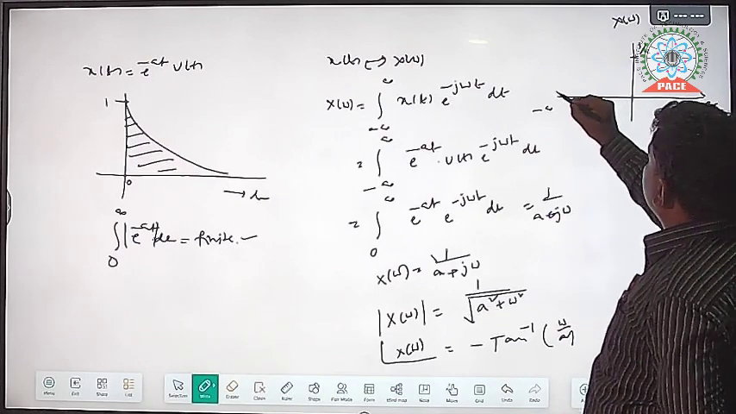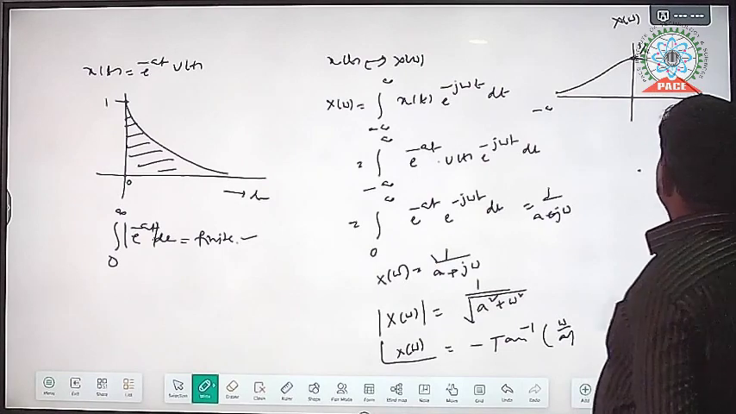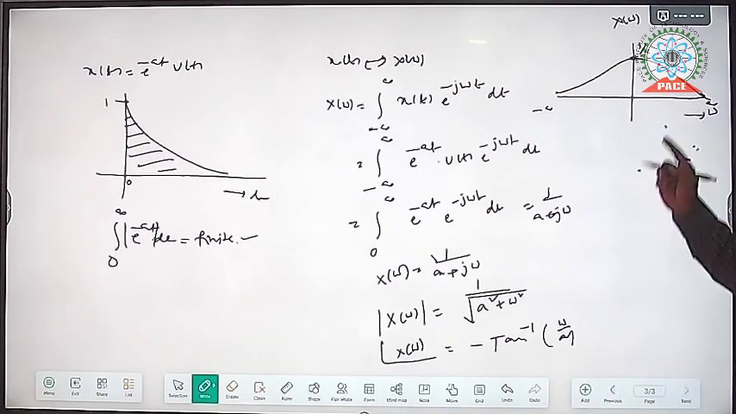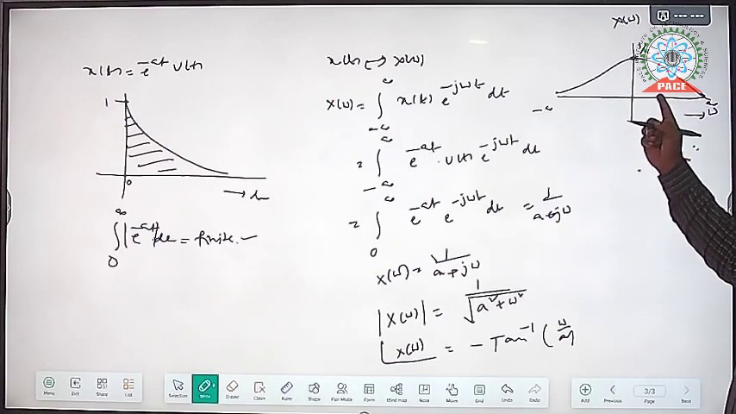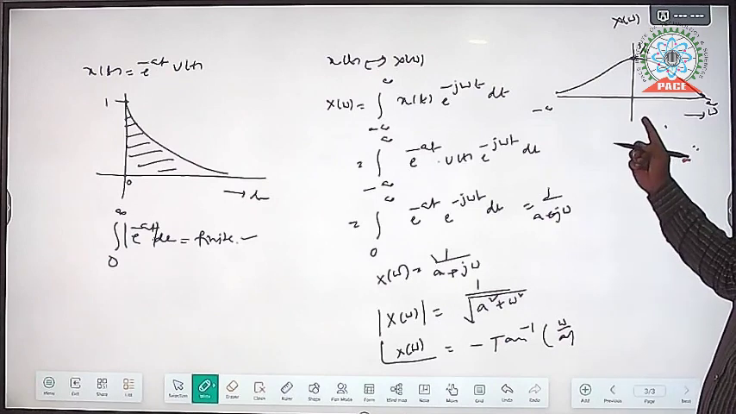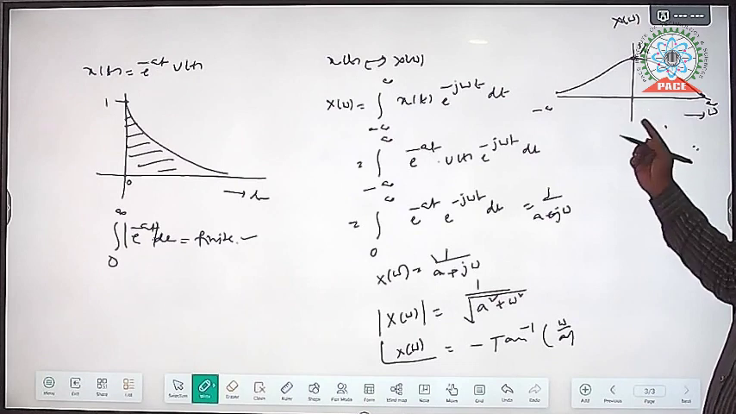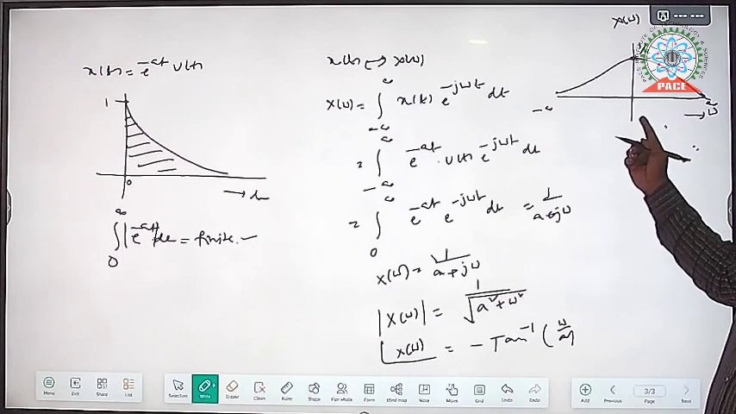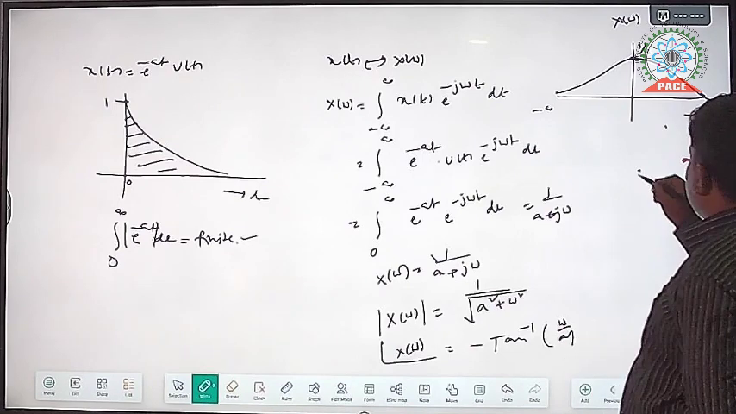So the magnitude of the frequency spectrum has this nature. Already previously I told that the magnitude of the frequency spectrum is of even nature. So what is the even nature? Suppose at time t equal to 0, if you fold this signal, it is symmetrical about the vertical axis; that signal is an even signal. In case of odd nature, the signal is odd.